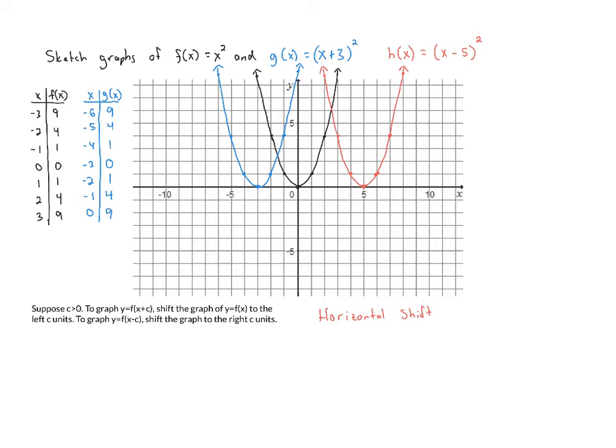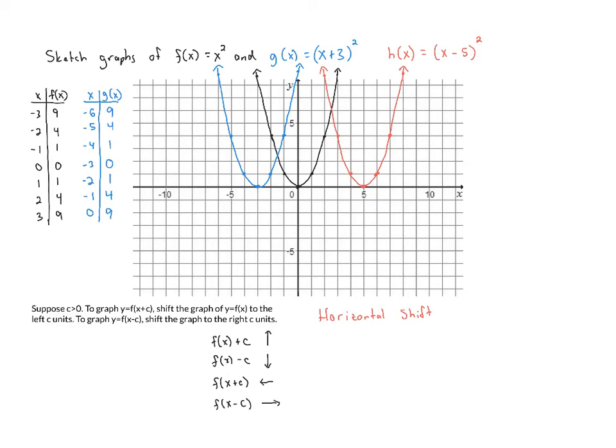Now there's something a little bit interesting that's going on here. I want to compare these horizontal shifts to the vertical shifts we saw before. Before, when we looked at f of x plus c and f of x minus c, adding something to the function shifted the graph up, and subtracting shifted it down. Here, when we've got f of x plus c and f of x minus c, we end up shifting to the left for plus c and to the right for minus c.